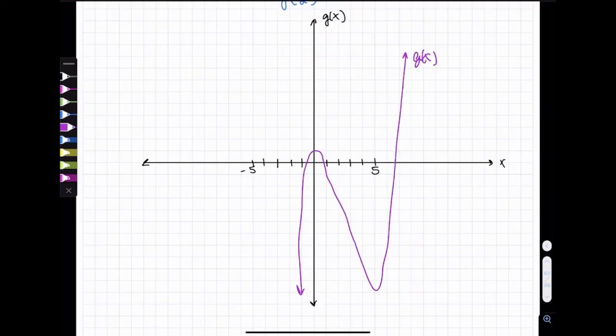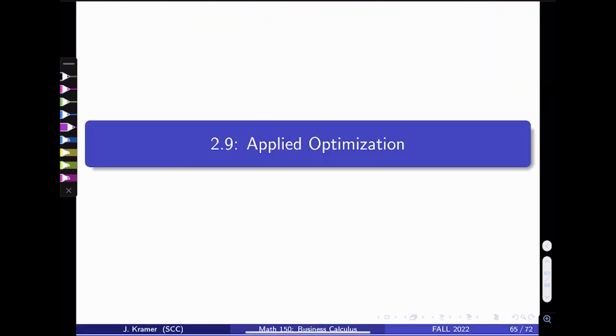Okay, when we piece all of this together, we see that our function will be increasing from negative infinity to 0, where it will have a local maximum at (0, 6). It will then be decreasing from 0 to 5, where it will have a local minimum of -869, and it'll continue increasing from 5 to infinity. And then we can see the concavity matches up with our intervals as well. The next video will cover applied optimization.